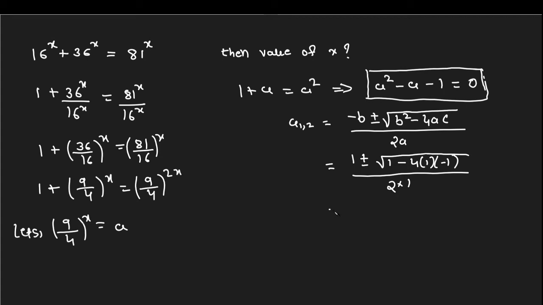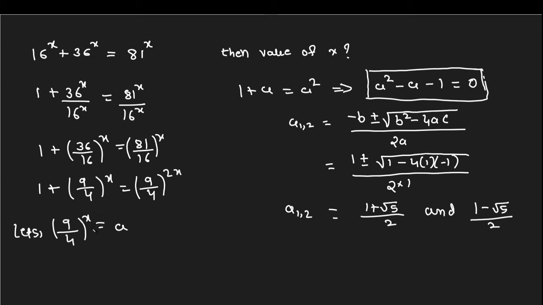So after solving further, you will get a1,2 is equal to (1 plus root 5) divided by 2 and (1 minus root 5) divided by 2. Now we will solve this further. These two are the values of a, but we want the value of x.